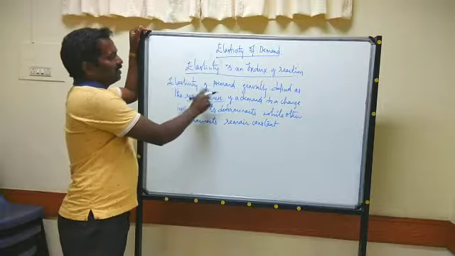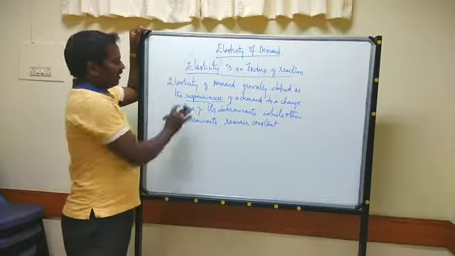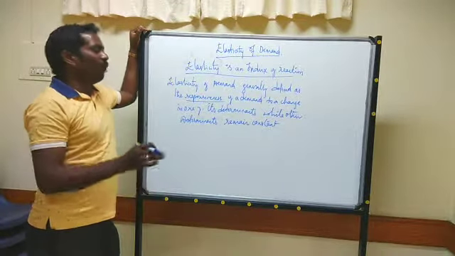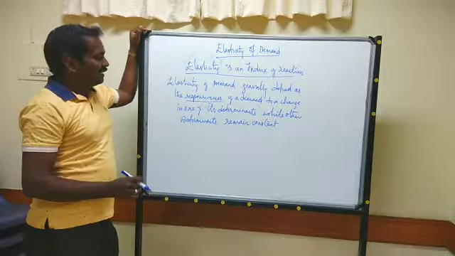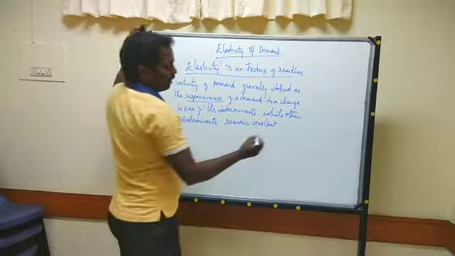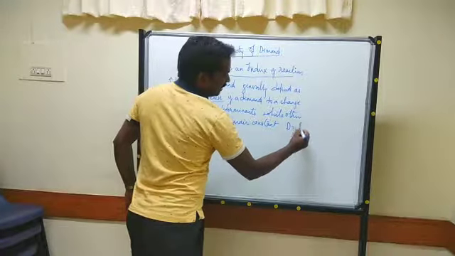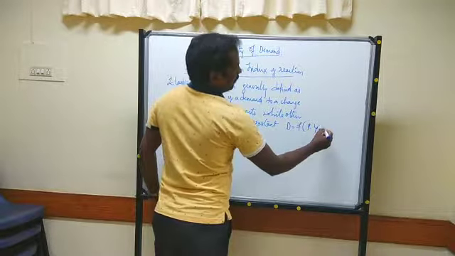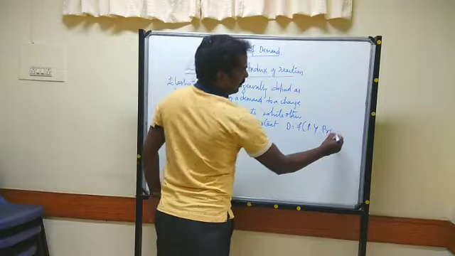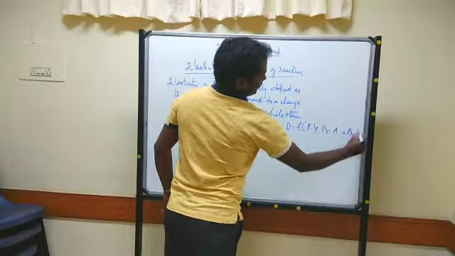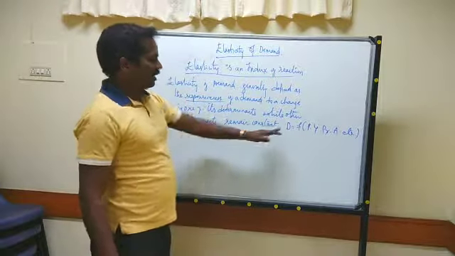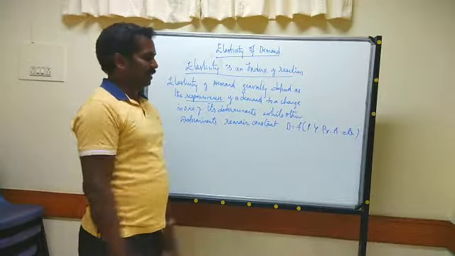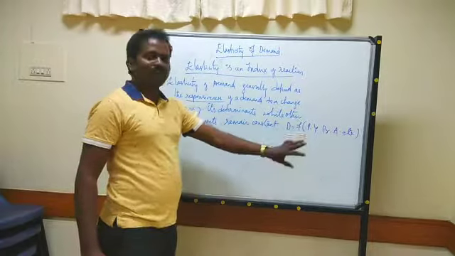Here, the elasticity of demand is generally defined as the responsiveness of demand to a change in one of its determinants, while other determinants remain constant. We already discussed that demand is a function of price, income, price of related products, advertisement, etc. There are a number of factors which determine demand. Other factors remain constant when demand is a function of price.